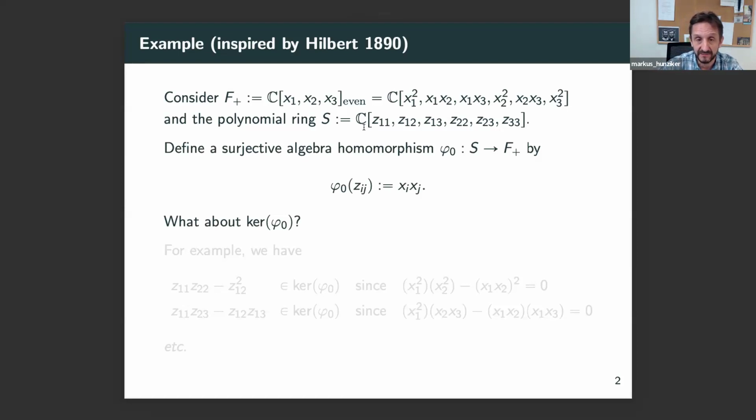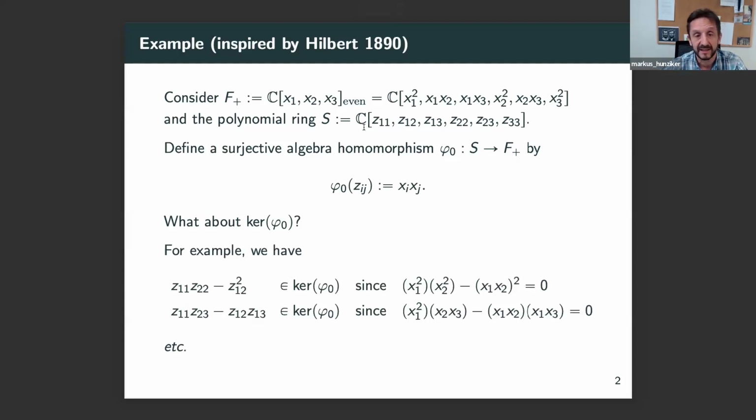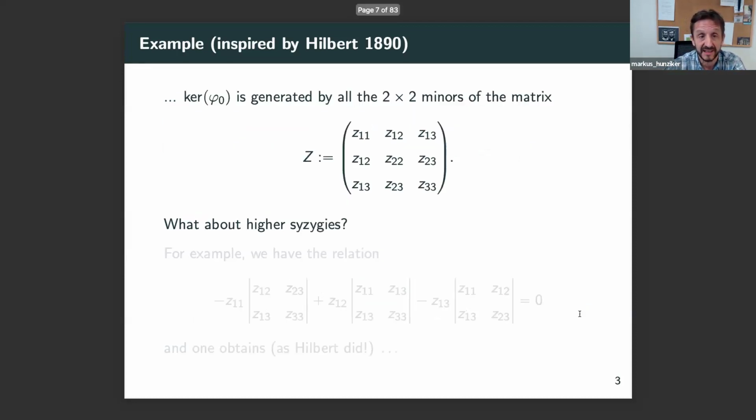Now, this is not an isomorphism. It's obviously surjective, but not an isomorphism because there are relations among these invariant quadratic polynomials. So what are some of these relations? Well, for example, the polynomial z11 z22 minus z12 squared is in the kernel because if you substitute for it the corresponding quadratic polynomials, then you get identically 0. Similarly, if you do it for this polynomial here, you get, after substitution, identically 0. So more generally, the kernel is generated by the 2x2 minors, so 2x2 determinants of submatrices of this symmetric matrix.